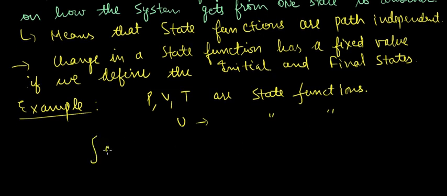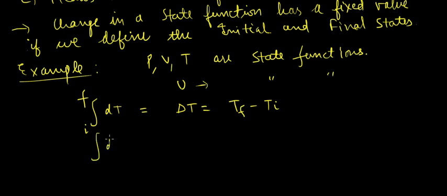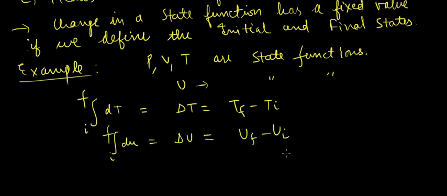Because on integrating dT from initial to final, we can write it would be equal to delta T, and delta T would be written as T final minus T initial. Similarly for dU from initial to final, we can again write it would be equal to delta U, which would be U final minus U initial. Delta U is nothing but the change in internal energy.